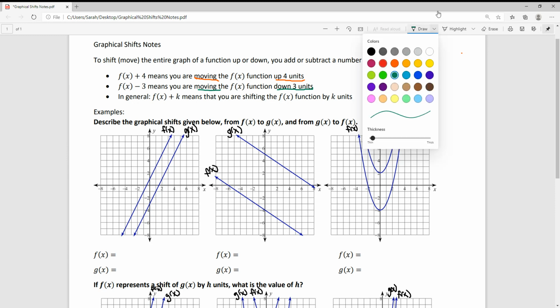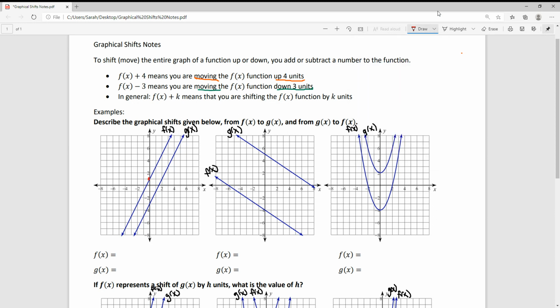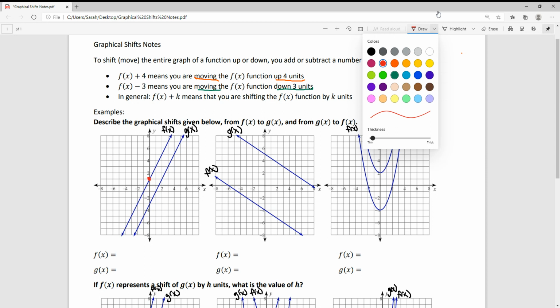To do your accounting and see how you would move from one to the other, I think it's really helpful to pick an easy place on the graph to count. For me, I usually just pick the y-intercept. The y-intercept of my f graph, I'm marking with this red dot here. The y-intercept of my g graph, I'm going to use this purple dot.